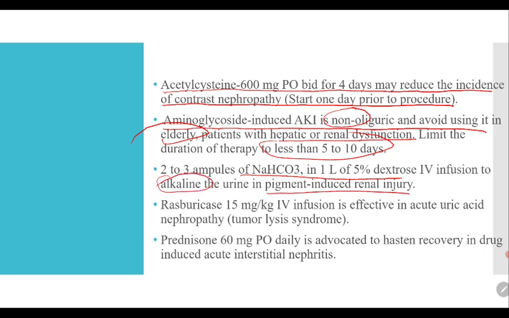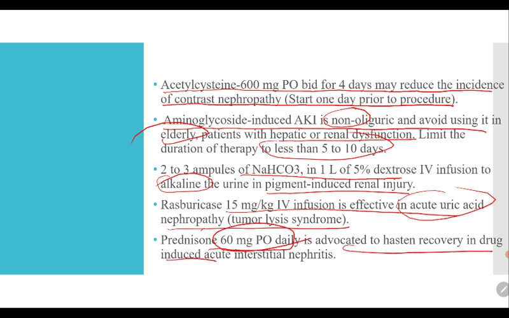In pigment-induced renal injury, Rasburicase 15 mg per kg IV infusion is effective in acute uric acid nephropathy and tumor lysis syndrome. Prednisone 60 mg daily is advocated to hasten recovery in drug-induced acute interstitial nephritis.